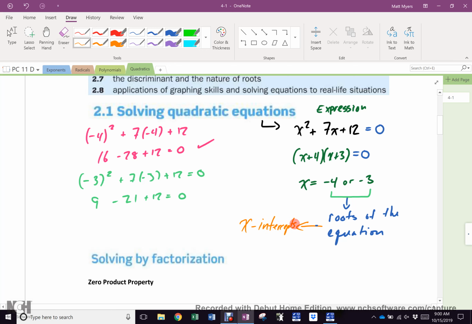Now, if they are x-intercepts, that must mean they can live on a graph, yes? On a graph, every single point has how many numbers to define it? 2. One of them is an x value, one of them is a y value, yes? So since we are going to be graphing this unit, what do these two numbers become when I put them on a graph?